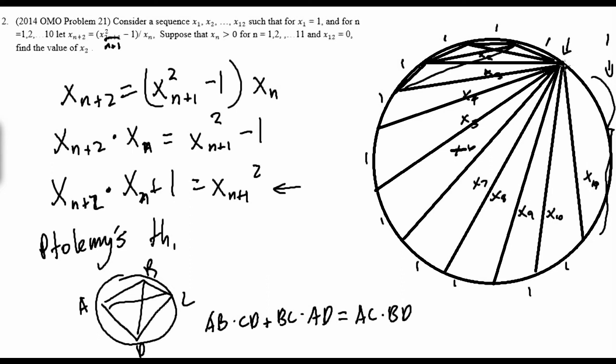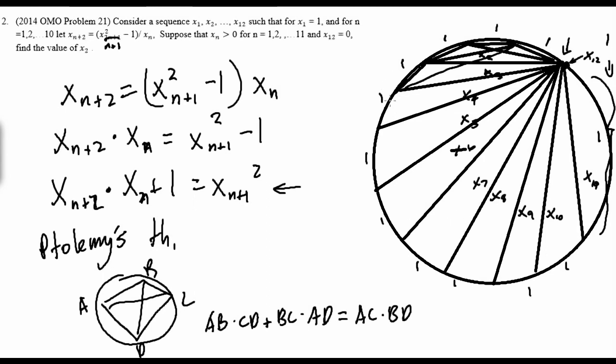Since x12 equals 0, this point right here has to be x12. Since x11, x10, x9 are all determined by the length of this point to a certain point on the circle, if the length is 0, x12 has to be this point. And this has to equal 1. This right here. So that's the case.